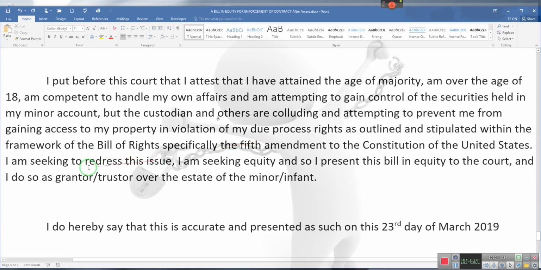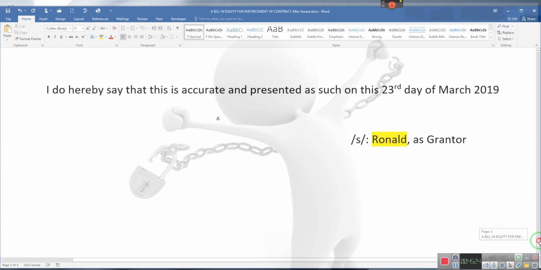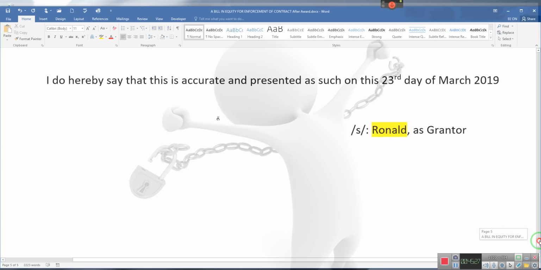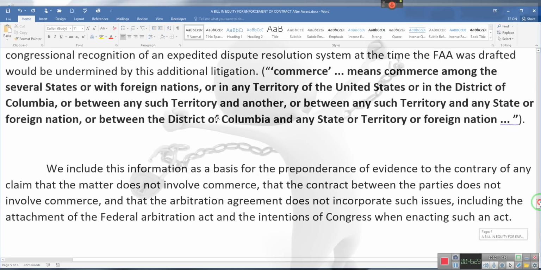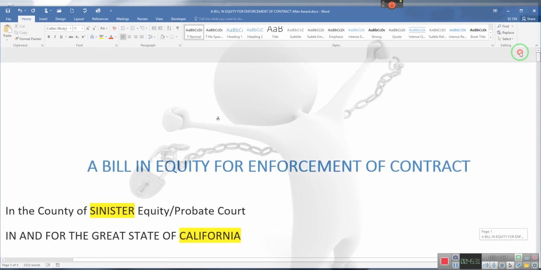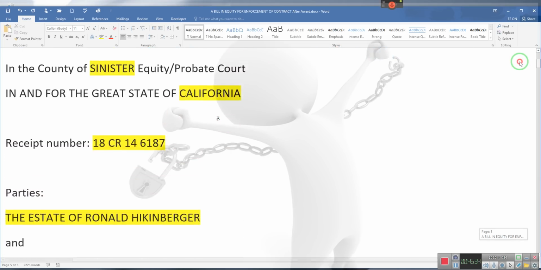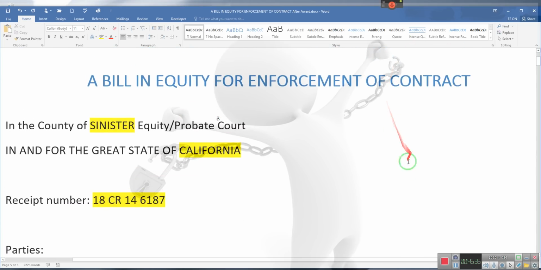Okay, I am seeking to redress this issue. I am seeking equity. So I present this bill in equity to the court and do so as grantor or trustor over the estate of the minor infant. I do hereby say that this is accurate and presented on this 23rd day of March 2019. And that's the end of the document. You sign it as, never sign your name and just leave your name. Put who you is. Okay, you the grantor. All right, and that's this, a bill in equity for the enforcement of a contract.